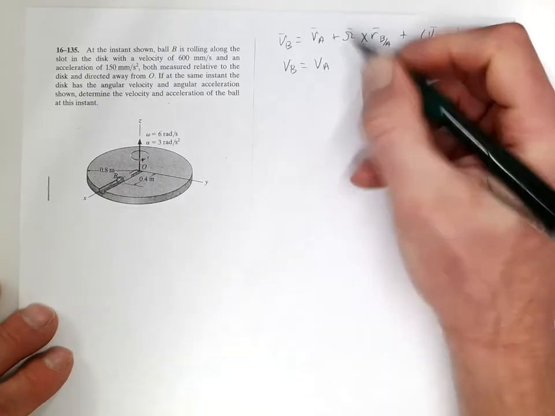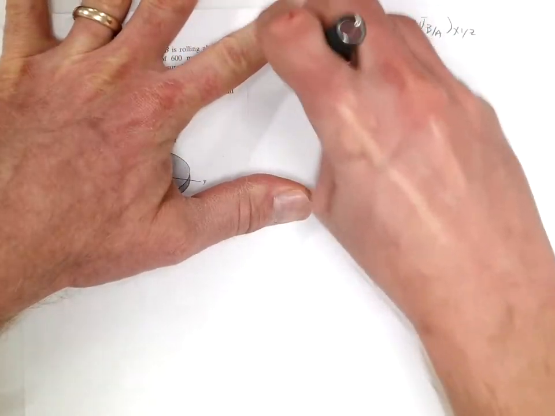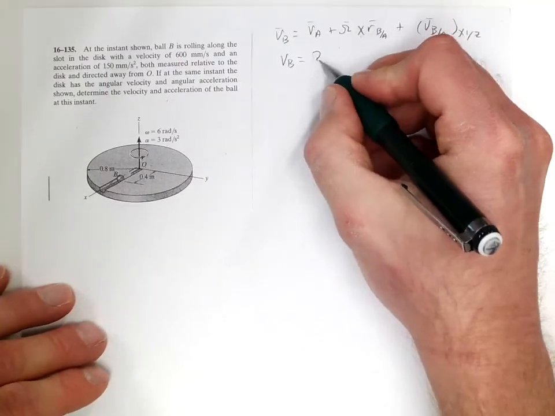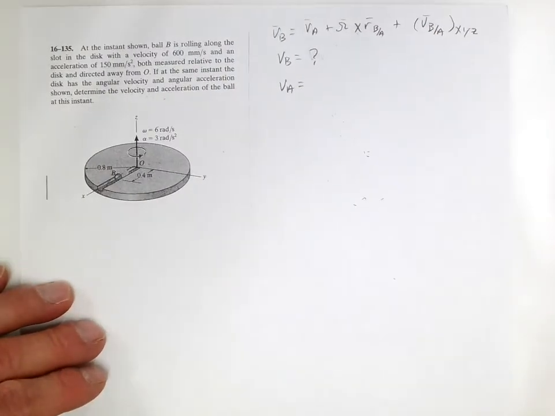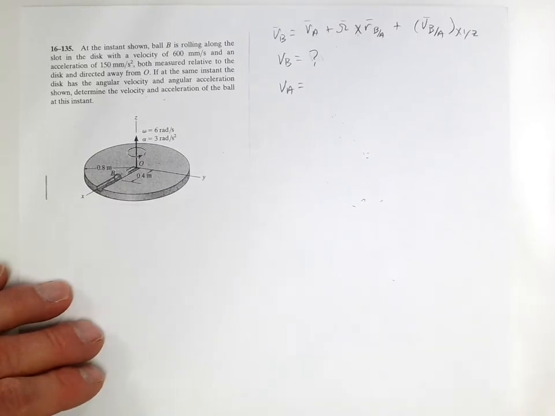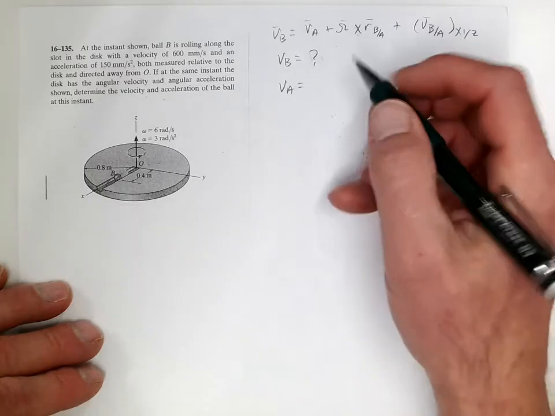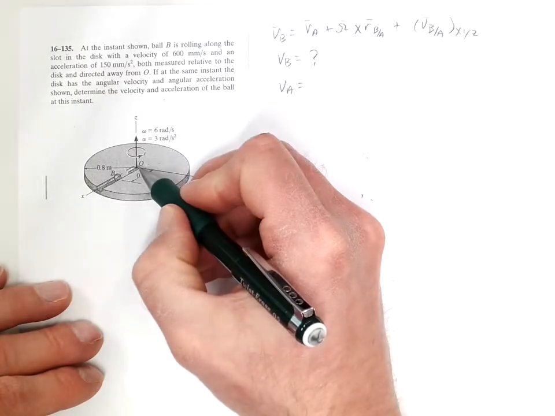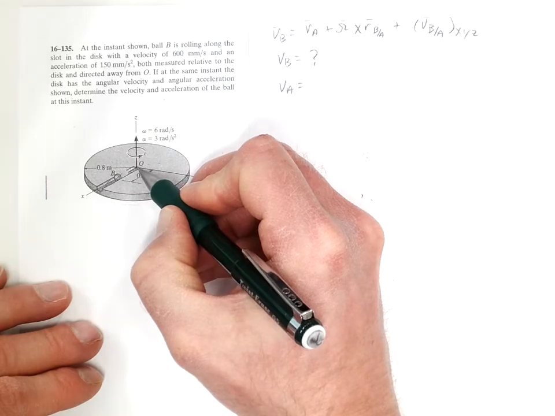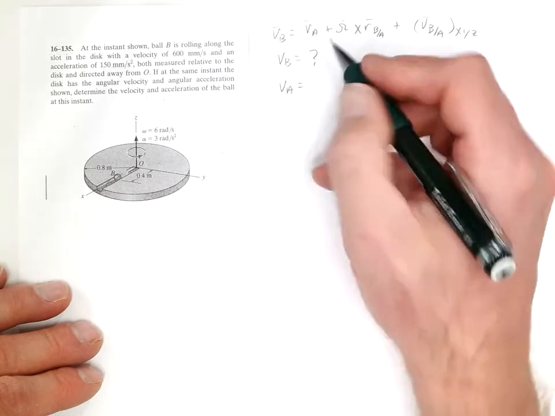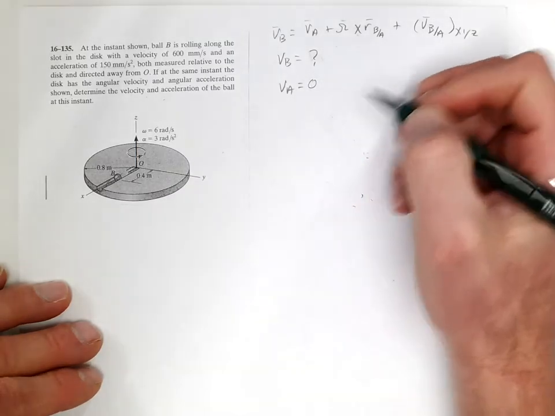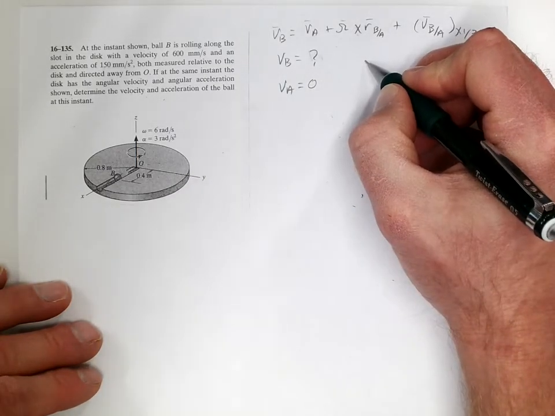VA is the velocity of the origin of the XYZ reference measured from the outside frame. So that is the speed at which the origin of this is moving. Now this one is just spinning. It has no linear velocity. So that is 0.